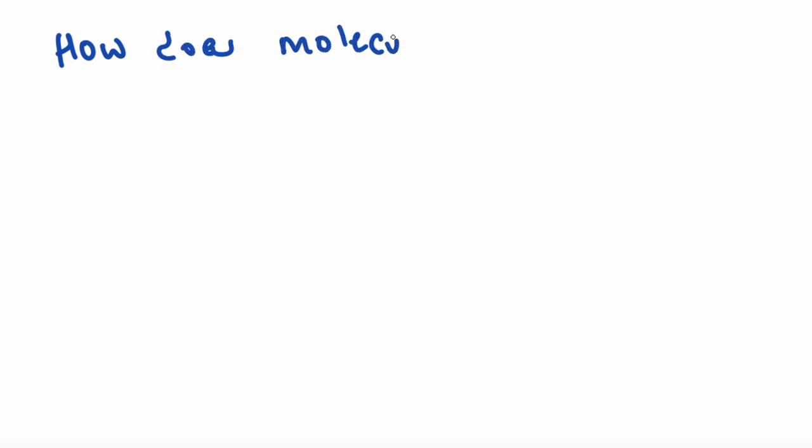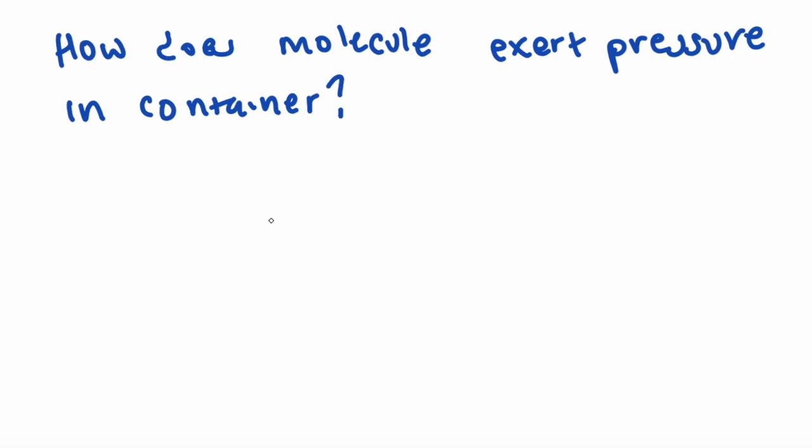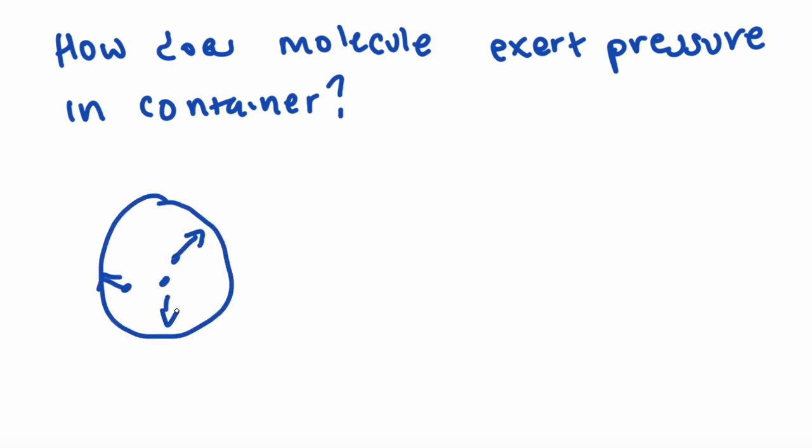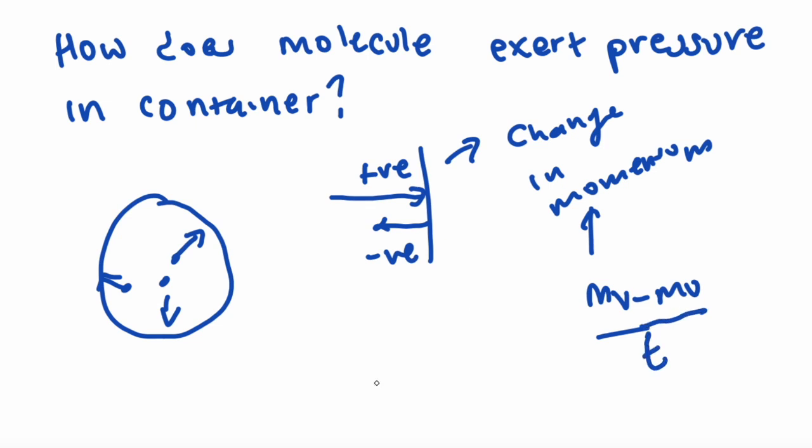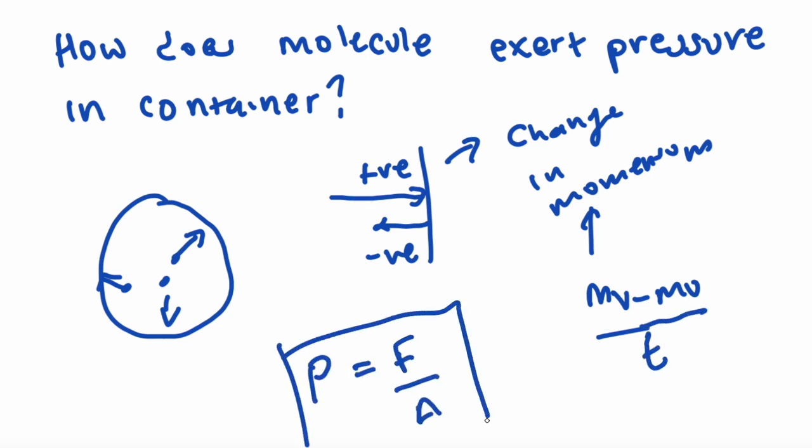How does a molecule exert pressure in a container? If we have a molecule in a container, it will hit the walls. The momentum could be positive or negative. The change in momentum, which is mv minus mu over t, will then result in the change in the pressure.